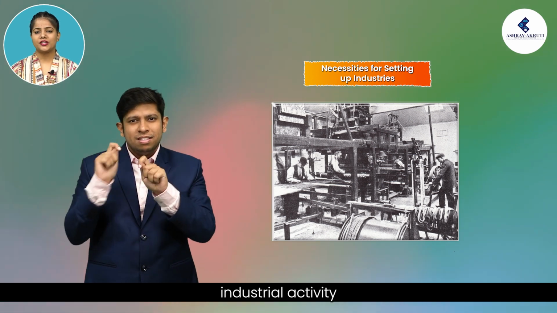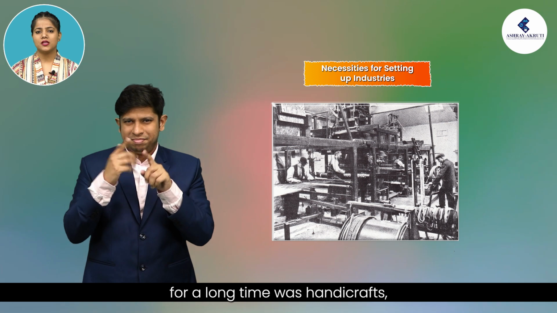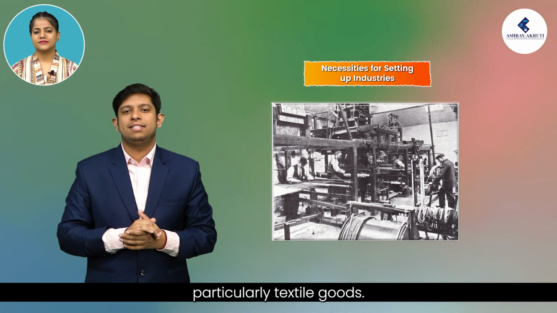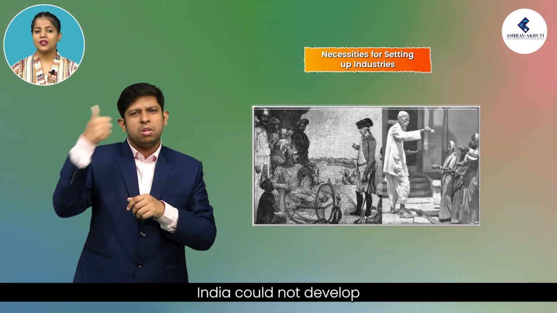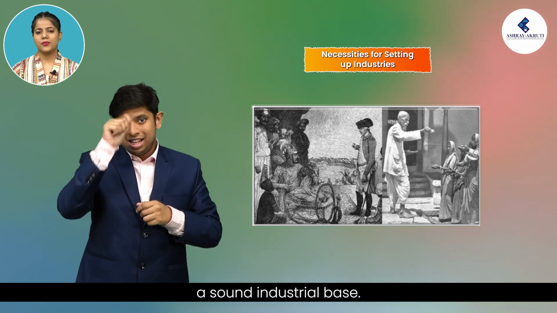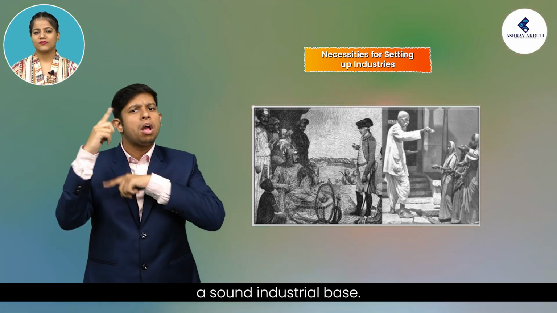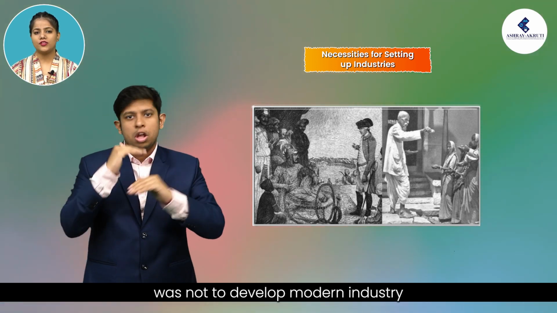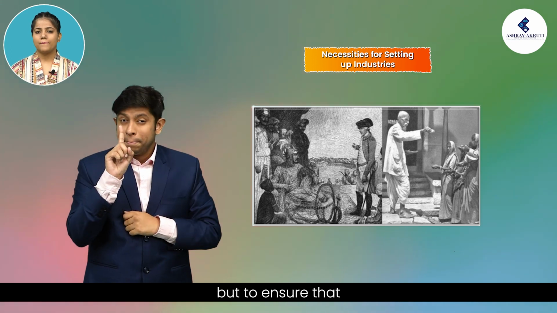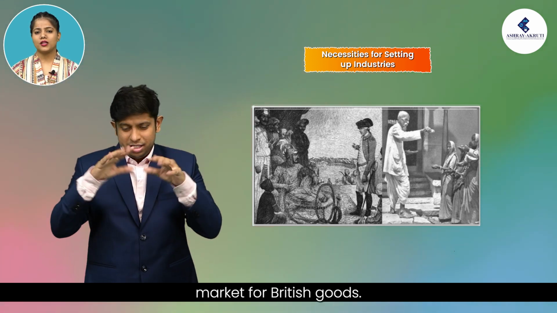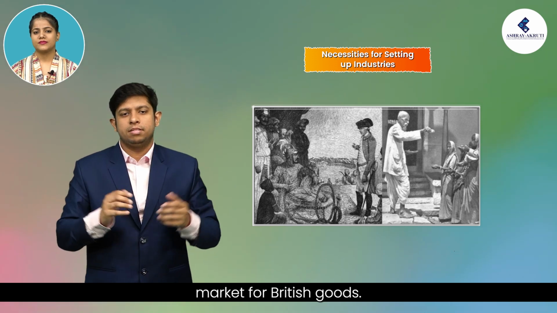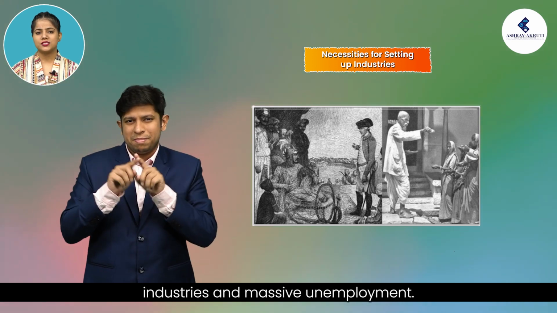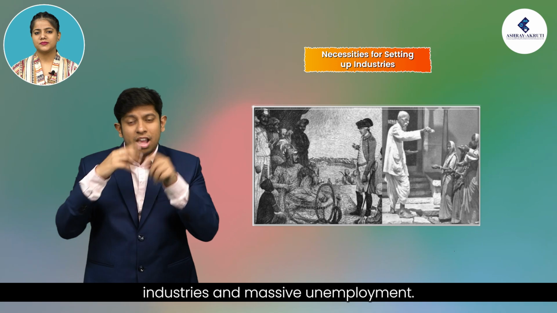India's main industrial activity for a long time was handicrafts, particularly textile goods. Under British colonial rule, India could not develop a sound industrial base. The general policy of the British government was not to develop modern industry in India, but to ensure that India provided a market for British goods. This led to the destruction of India's traditional craft industries and massive unemployment.